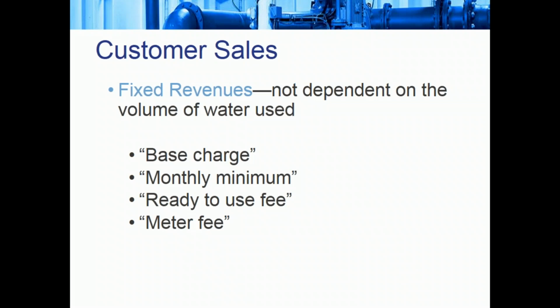That revenue is going to be consistent month in and month out, and it is not dependent on the volume of water used. This could include the base charge, which could be called a monthly minimum, a ready-to-use fee, a meter fee, lots of different names for the same idea: all of your customers every month or every billing period, which could be quarterly, biannually, annually, are going to pay you a flat amount of money just for being a water customer.